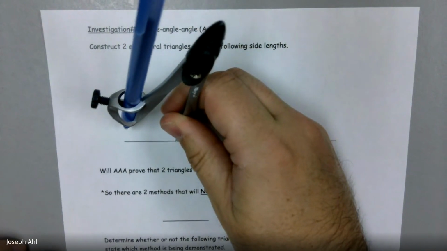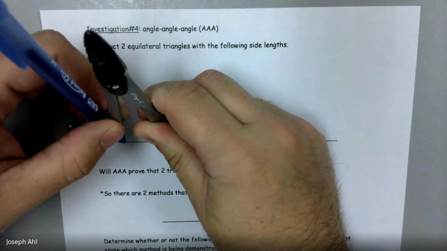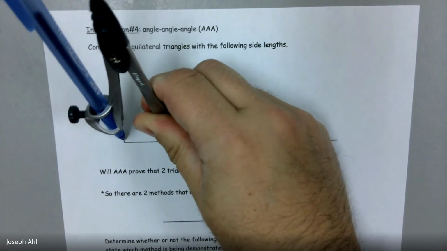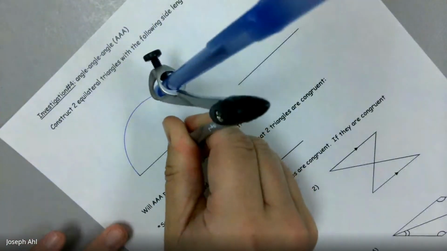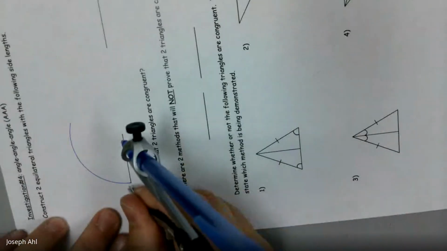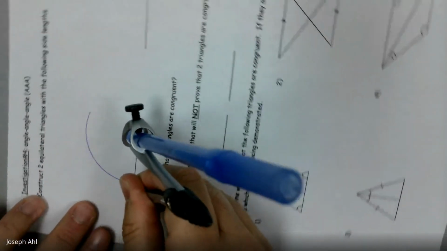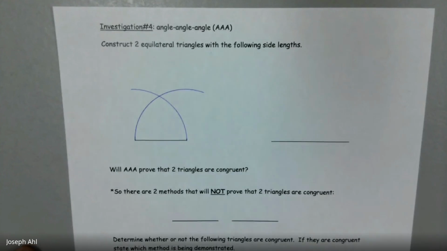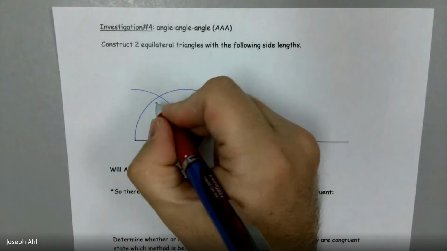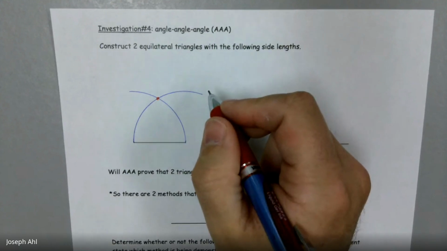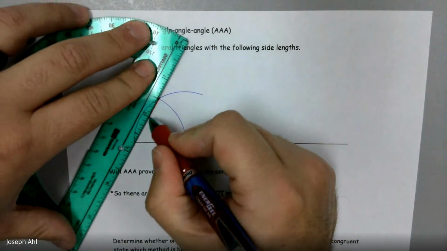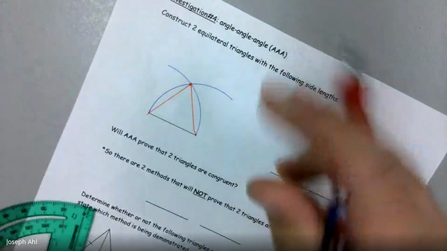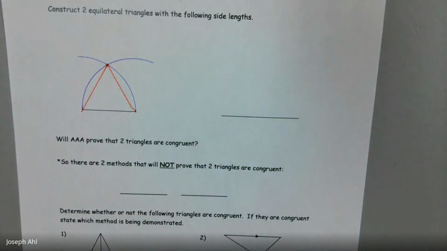Okay, if we are back, I'm going to open my compass to the exact width of that segment, swipe an arc above, and then switch it to the other side. Same thing, swipe an arc. Okay, so there's the first one. So if I connect that point at the top to each of those vertices, this is an equilateral triangle. Okay, so there's one equilateral.